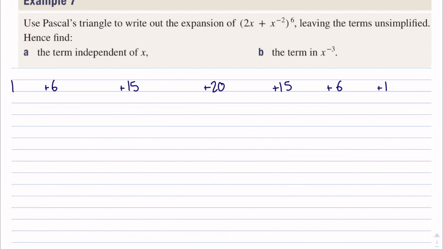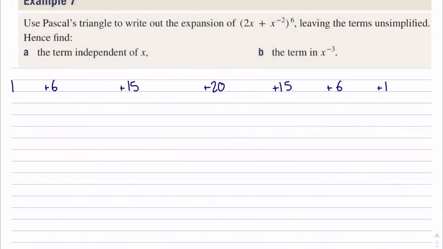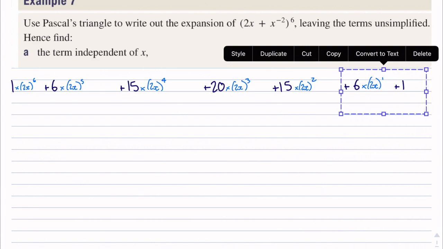Plus. Okay. Now, let's put in those 2x's. 2x to the 6. 2x to the 5. 2x to the 4. 2x to the 3. 2x to the 2. 2x to the 1. And then nothing. I know already that I'm going to need more room in there.